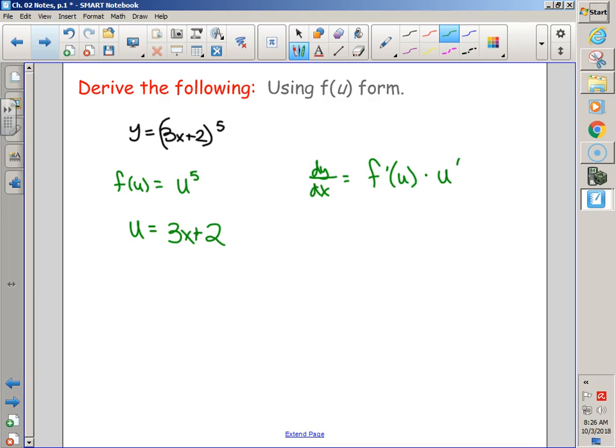So f of u. Look at the guy with u's. What's his derivative if you just derive him as he is in terms of u? 5 u to the 4th times what's u prime? 3. But wait a minute. I can't stop there. I need it in terms of x. So what's your final step in simplification? dy dx is equal to 5. Who's u?